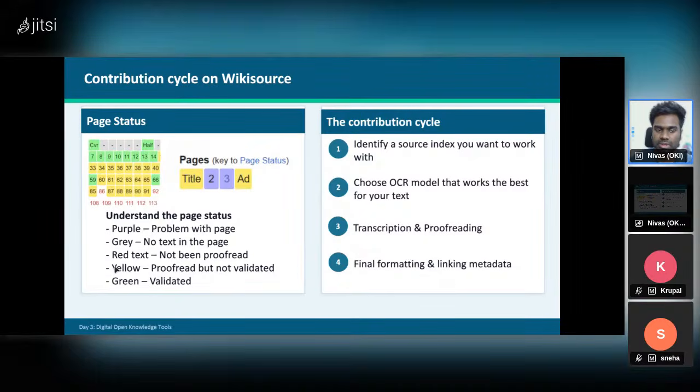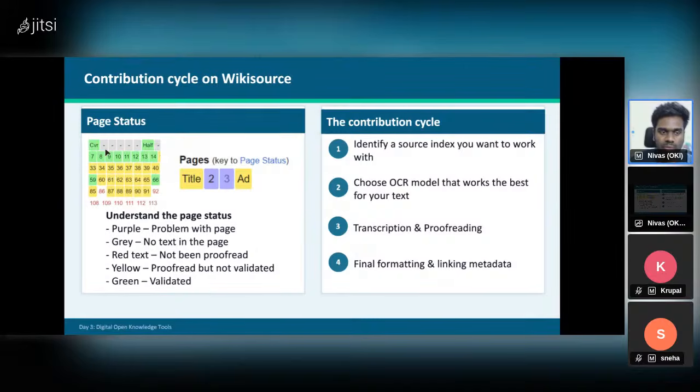The third one is your red color, which says it is not proofread. The fourth one is yellow, meaning that it's proofread but not validated, and the green one is where proofreading has happened and somebody has validated that proofread page. So you can see the different colors here.